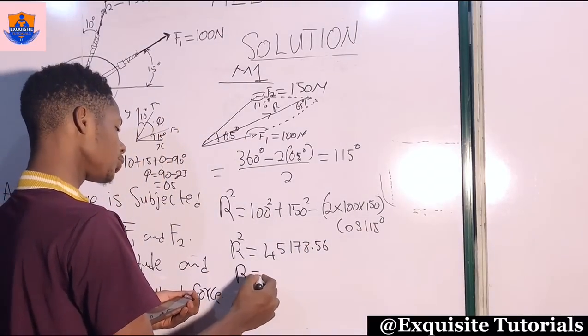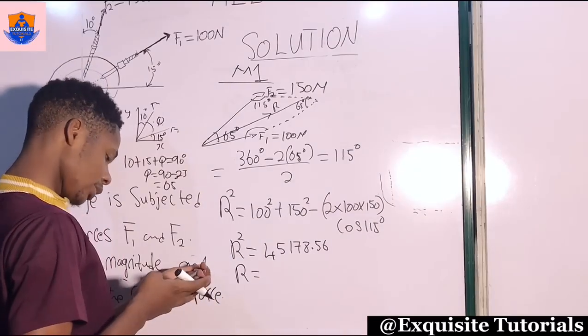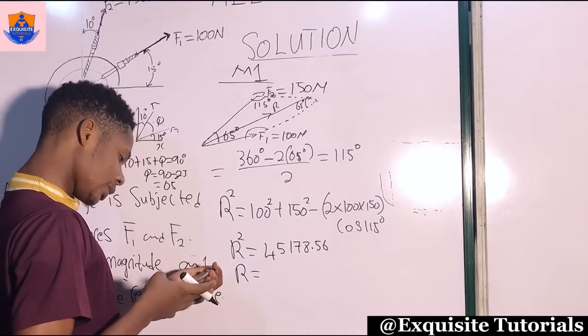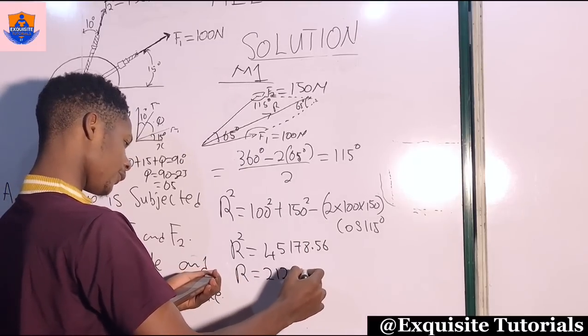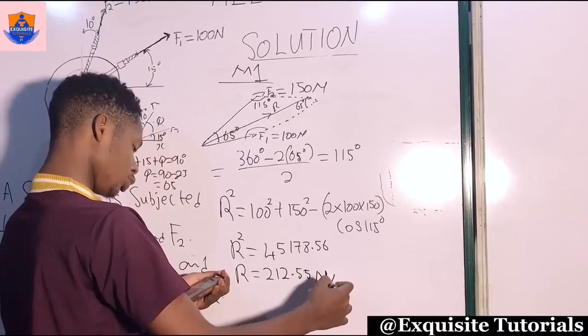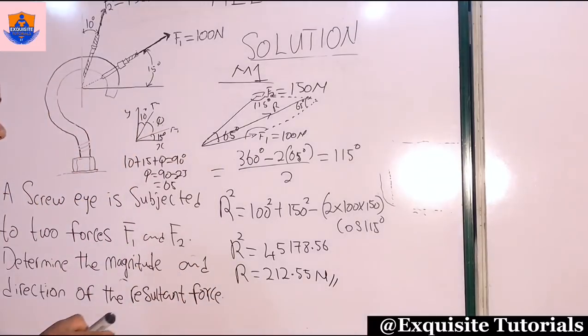Now I'm taking the square root of both sides. R becomes the square root of this. So I'm going to take the square root of the answer, and that will give us 212.55 newtons, approximately to 2 decimal places. So here we have the resultant force between two vectors.